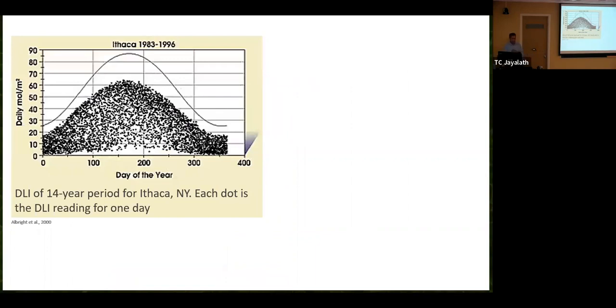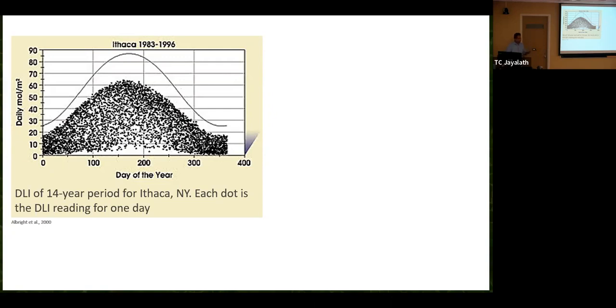But if you're looking at the sunlight levels we're getting from day 1 to day 365 within a year, this graph shows the sunlight levels received over 14 years in Ithaca, New York. If you take one single day, for example day 200, there are 14 data points for 14 years. So if you take day 200 again, you can see some years we get DLI less than 10, and some years it can be close to 60. So there's a huge variation of sunlight DLI we get from sunlight.